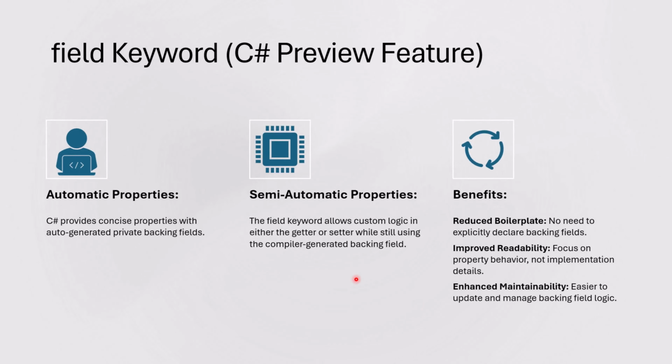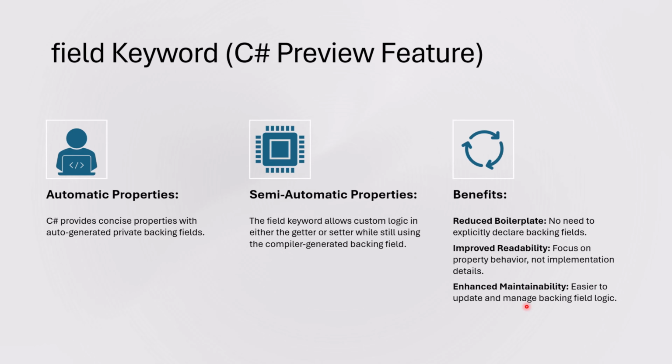Let's explore another exciting preview feature in C# 13, the field keyword, designed to simplify property logic and improve readability. C# provides concise properties with auto-generated private backing fields. The compiler generates the field for you. Now the field keyword enables semi-automatic properties. This means you can define custom logic for either the getter or setter, still using the compiler-generated backing field. The benefits are clear: less boilerplate code, better readability, and easier maintenance for property definitions.